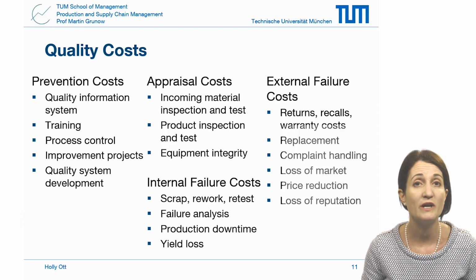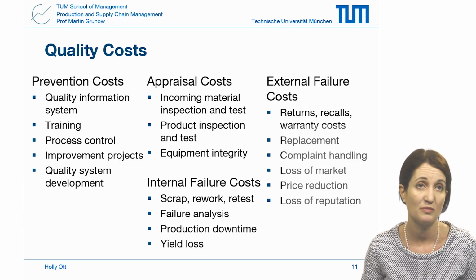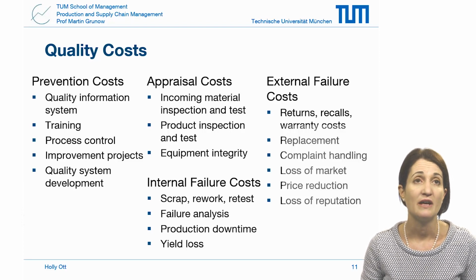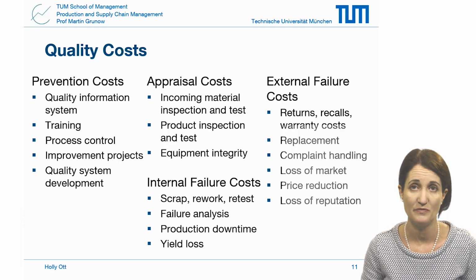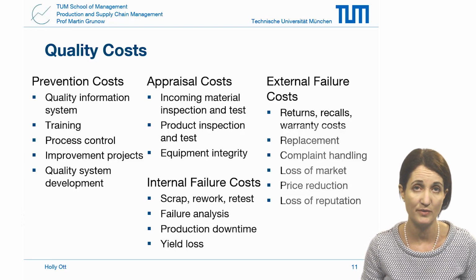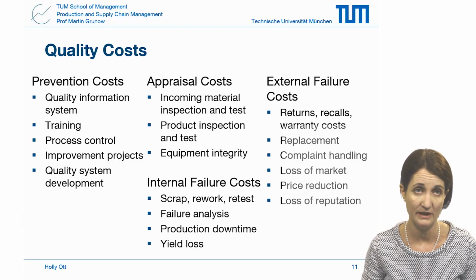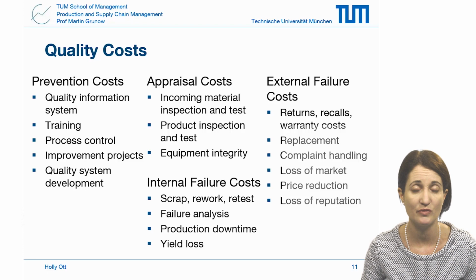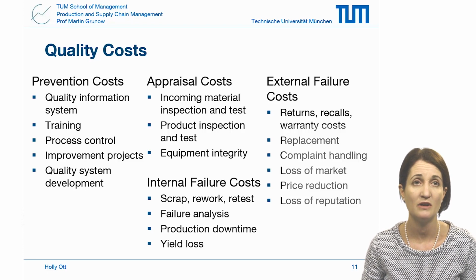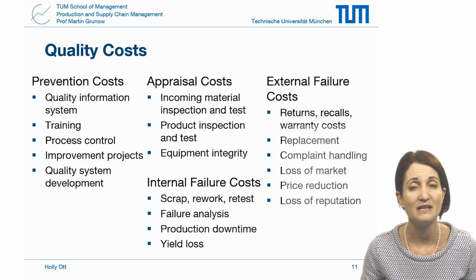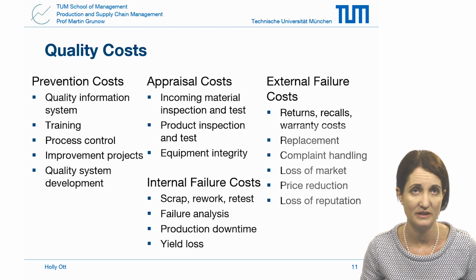And for example, we have the prevention cost, planning cost. Do we have a quality information system? Do we have enough training for our employees? Do we have process control implemented? What kind of improvement projects do we have available? And the cost of having quality system development.